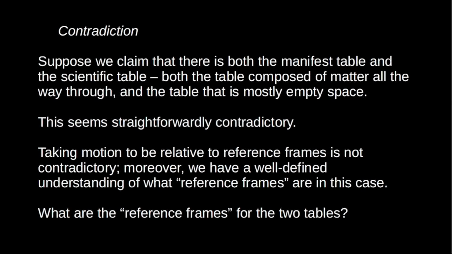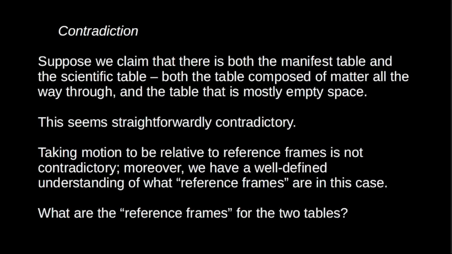A general difficulty for the autonomy response is how we're going to avoid outright contradiction. So take Eddington's tables again. Suppose we claim that there is both the manifest table and the scientific table. There's a table composed of matter all the way through, and there's a table that's mostly empty space, and these tables occupy exactly the same place at exactly the same time. In some sense, indeed, they are the same table. That's very hard to make sense of.